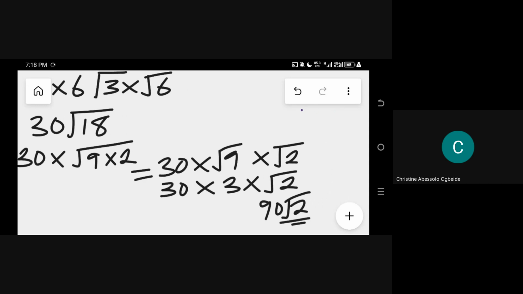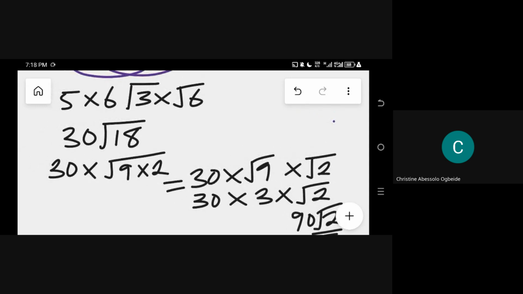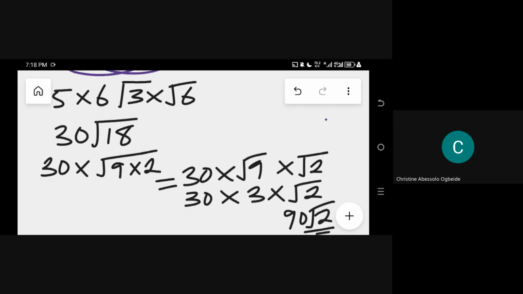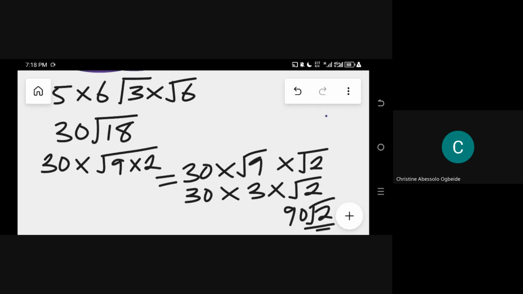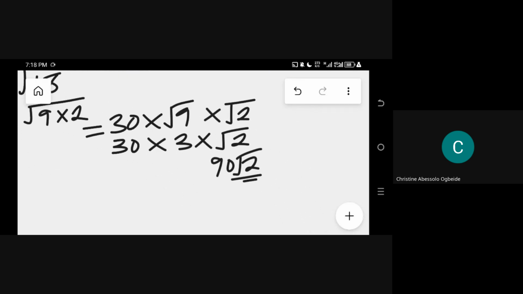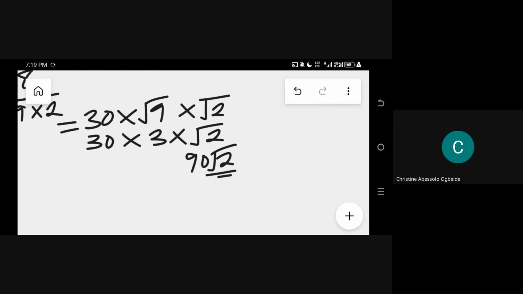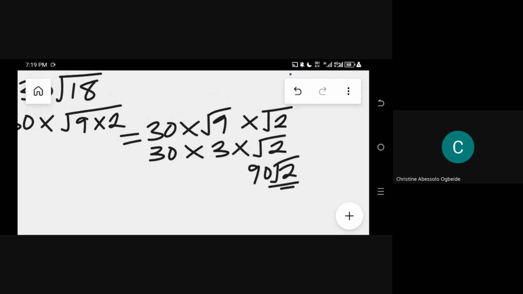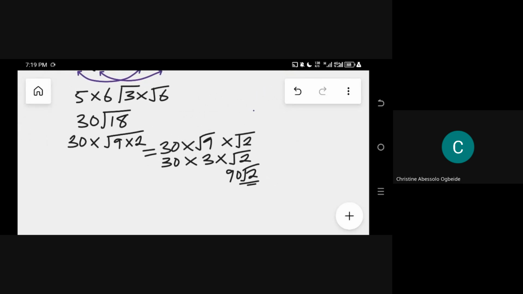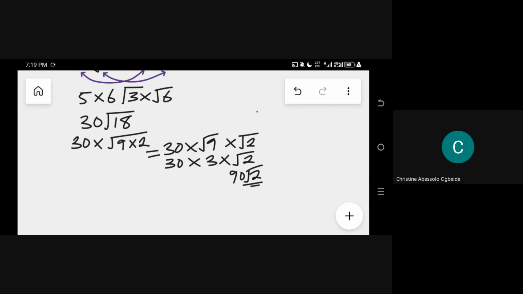Now, for the sake of a question someone asked the other time, I can't recall if it was in the class or not, but it seemed like in most of the examples we treated, when we multiplied them, we always had roots in our answer, just like this one now. We're having 90 root 2 as the answer. So it is not compulsory that anytime you multiply surds a root must still be in the answer. It depends on what you're working on.